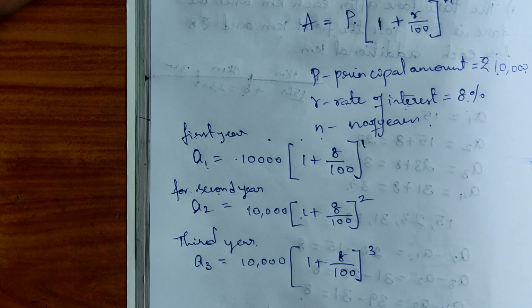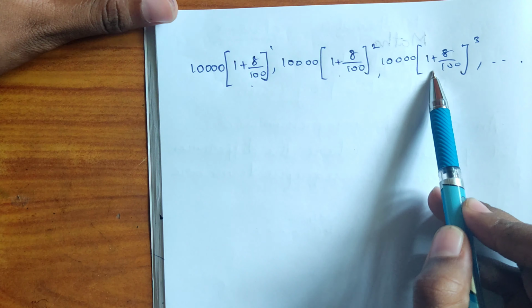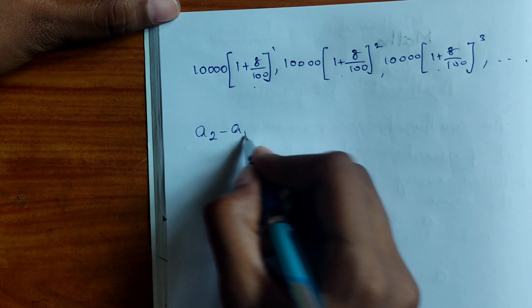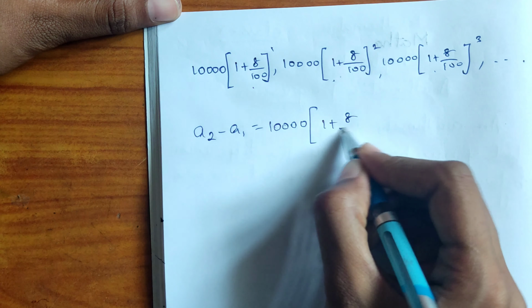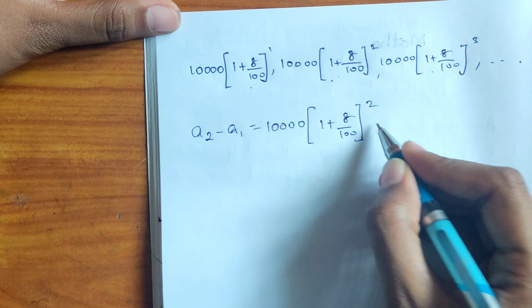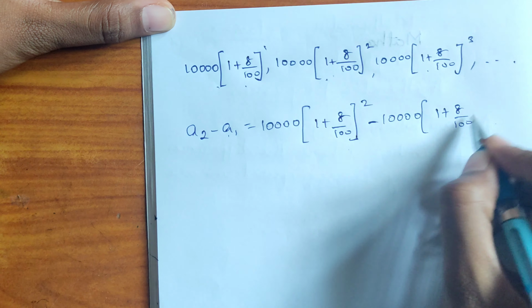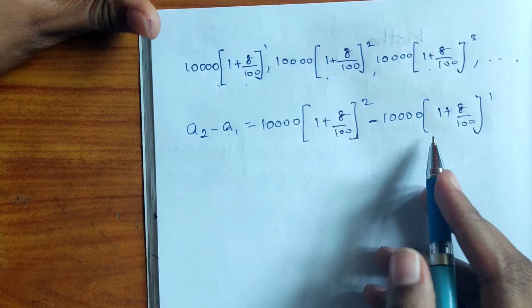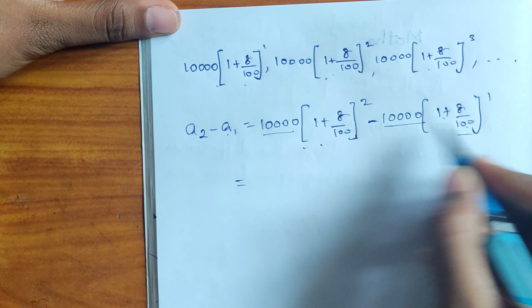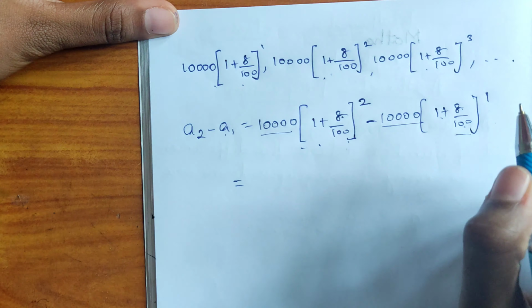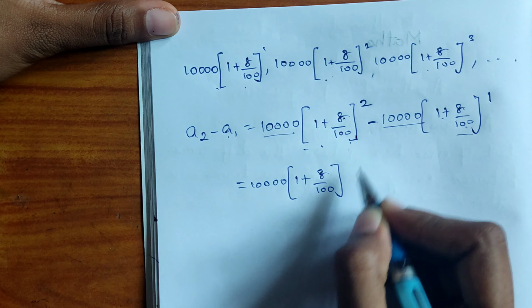Let us find out whether it forms an AP or not. For the first year, this is the amount, then the second year, then the third year. Let us check whether it forms an AP or not. A2 minus A1. What is A2? 10,000 into 1 plus 8 by 100 to the power of 2, minus A1, which is 10,000 into 1 plus 8 by 100 to the power of 1. To subtract this, we'll take the common factor. In both terms we have 10,000 and 1 plus 8 by 100. Here we have 2 times, but here 1 time, so let us take 1 time as common.